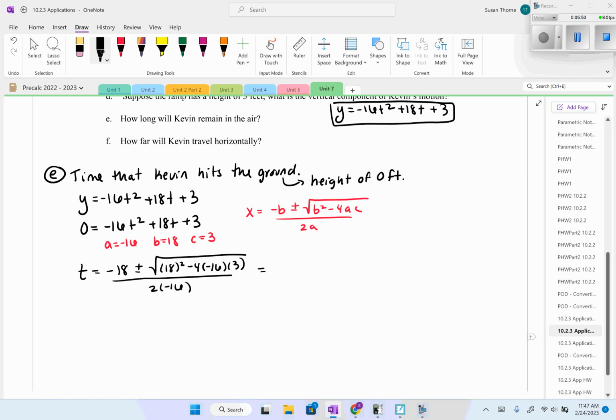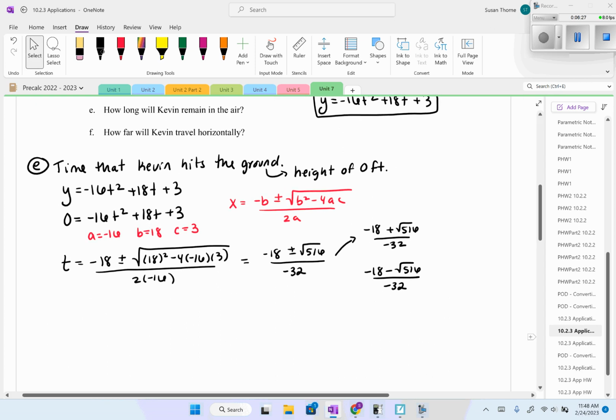And we just need to simplify this. We have -18 plus or minus the square root of, when you do 18 squared minus 4 times -16 times 3, you get 516 over 2 times -16 is -32. And we have two different equations that we're solving. So we have -18 plus root 516 over -32 and -18 minus root 516 over -32. And the next step, of course, is just to plug this into your calculator to solve for your times.